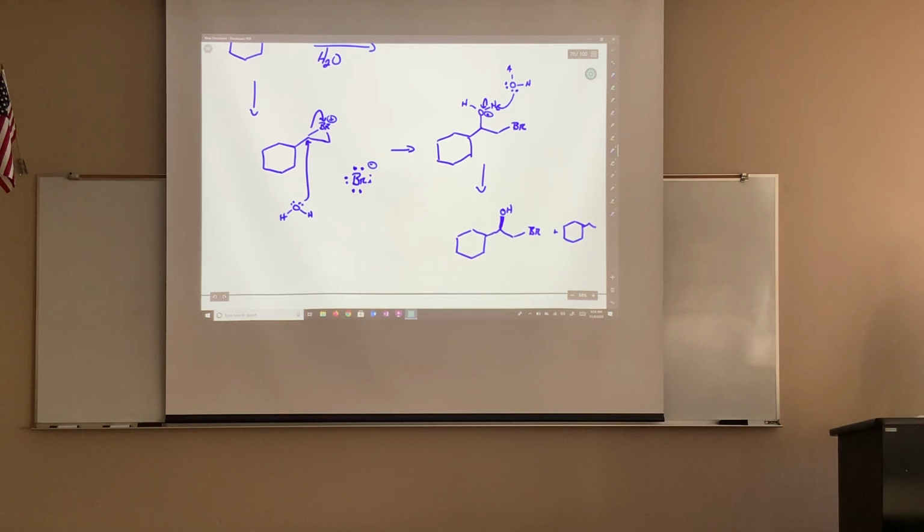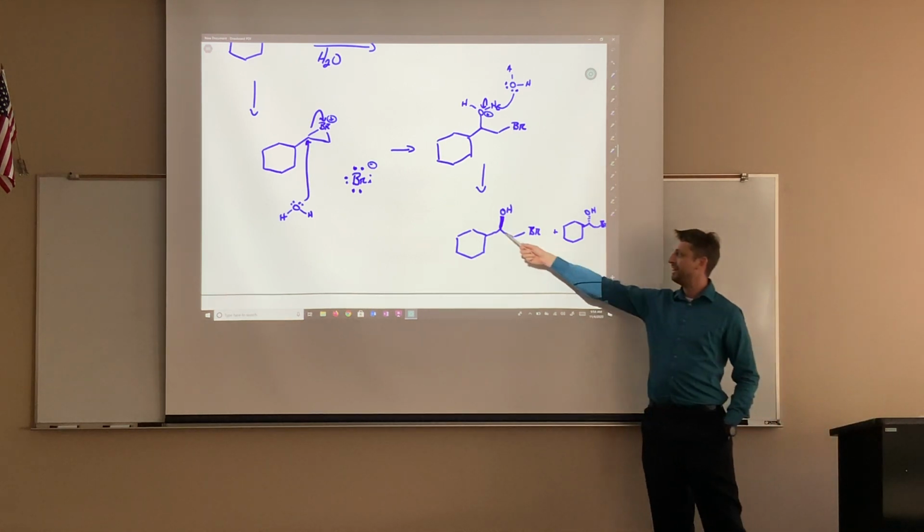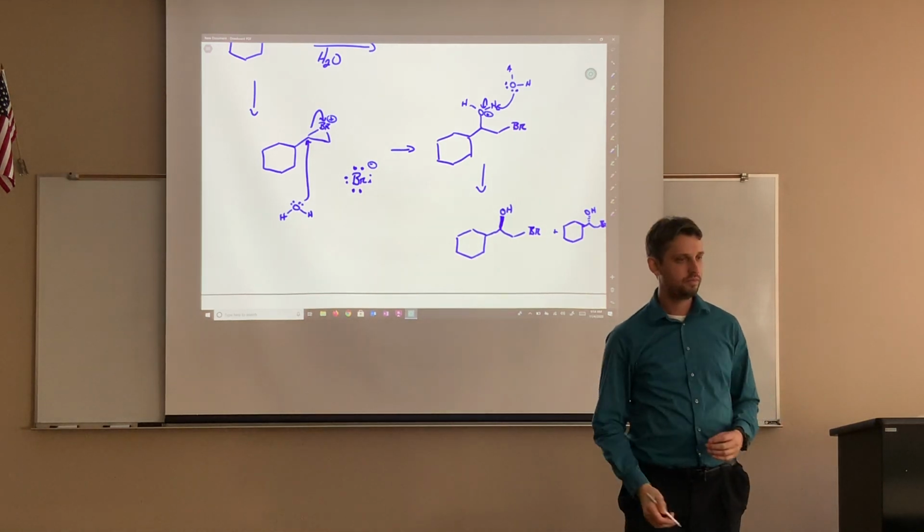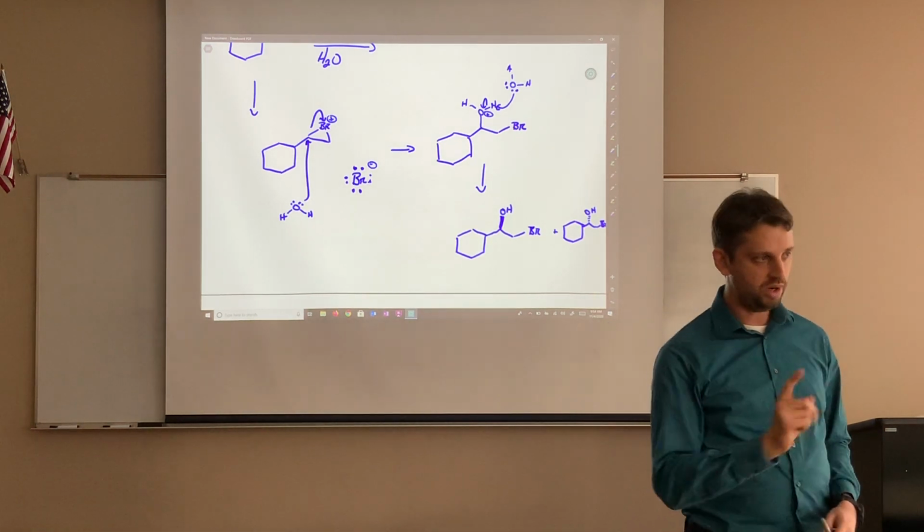So my answer is the wedge, right? And I ran out of room. But I think you guys get the point. Chiral carbon, wedge and dash gets formed. Got it? What did I tell you guys about this?